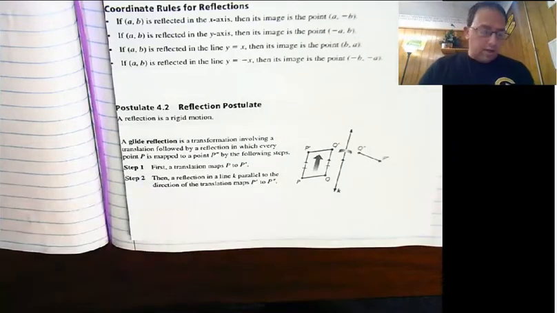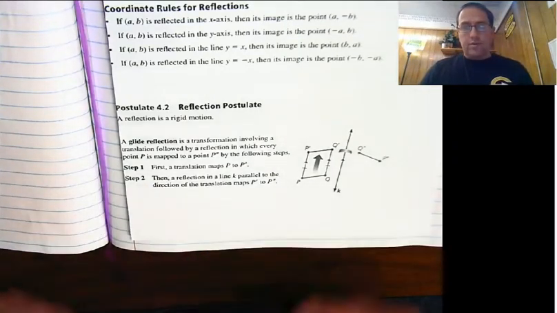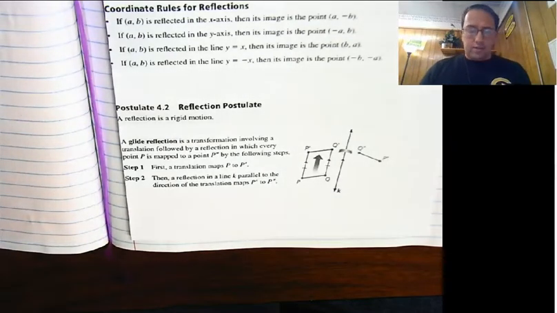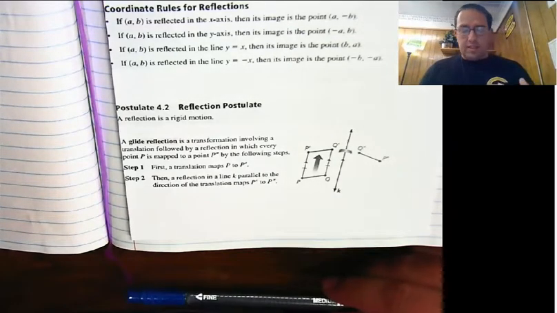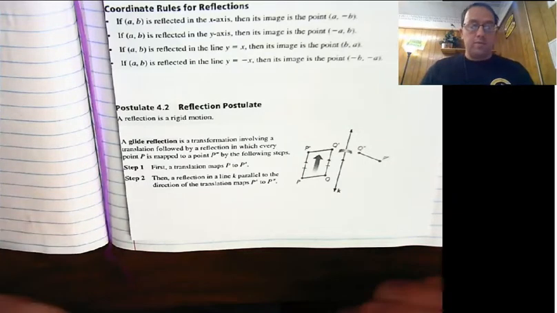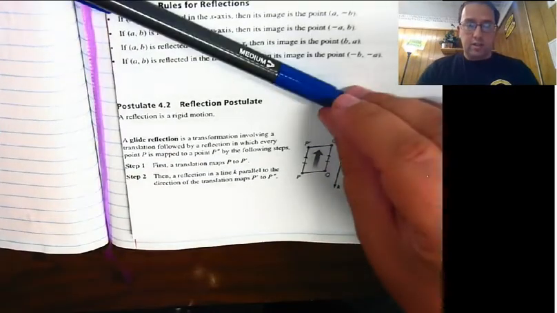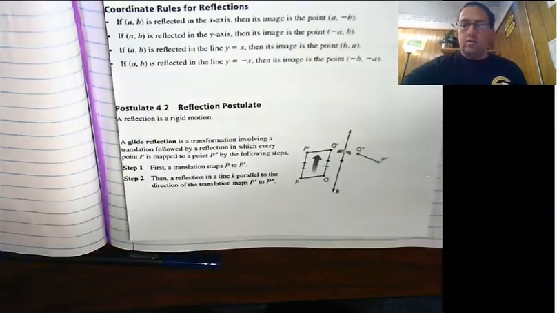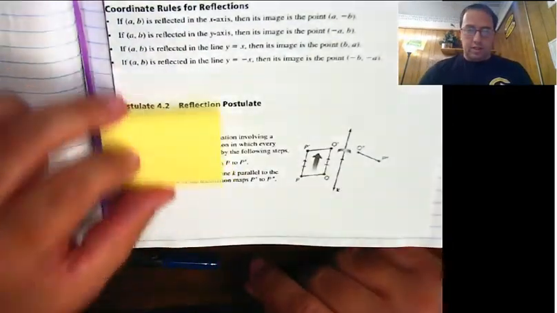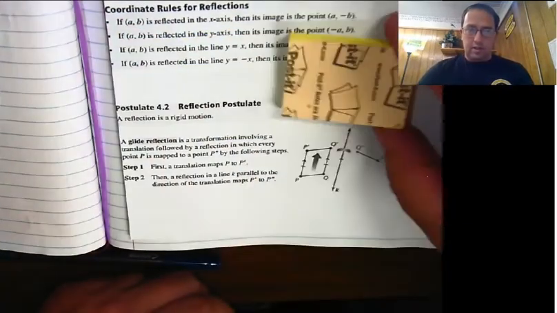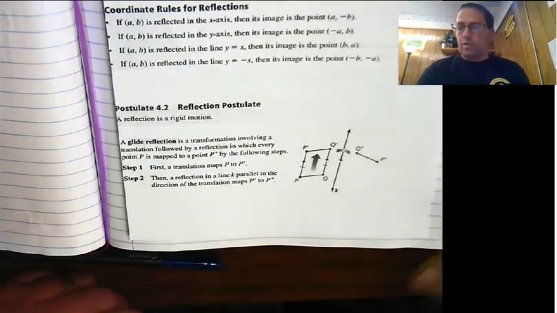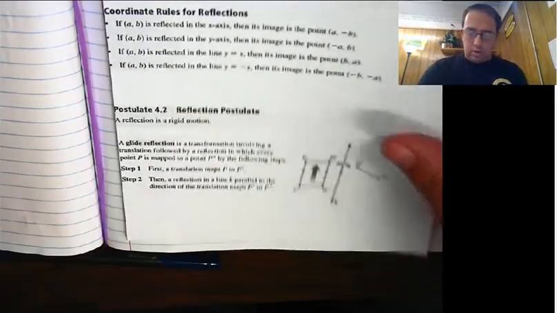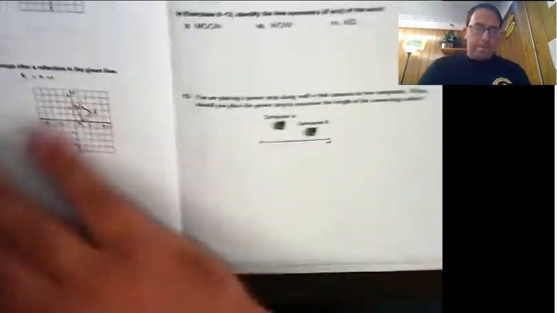Anyways, glide reflection. All this is very simply a composite transformation that includes a slide followed by a flip. So it is a translation and then a reflection, is all it is. So if I take this and I slide it up and then I reflect it over, glide reflection. That's it. And it really doesn't matter what order you do it in. All right, so let's take a look at this.